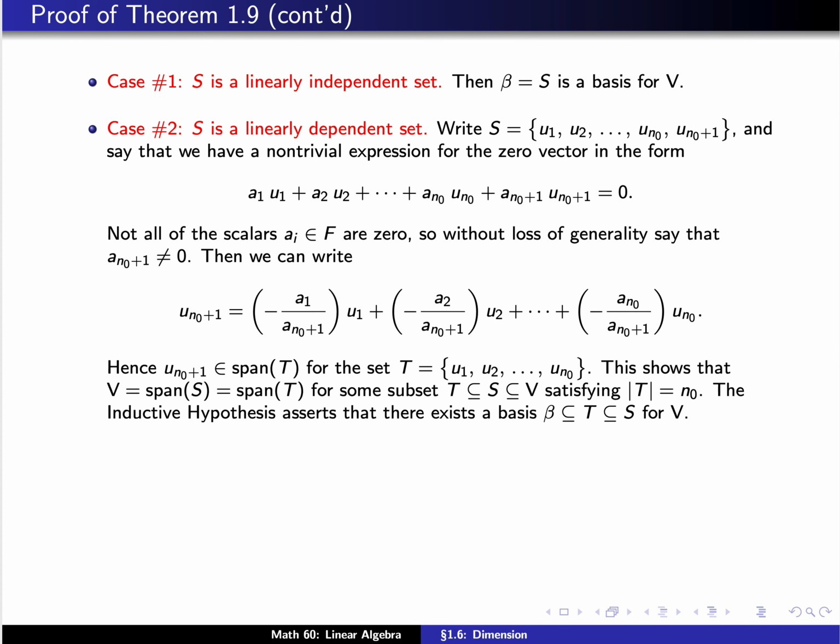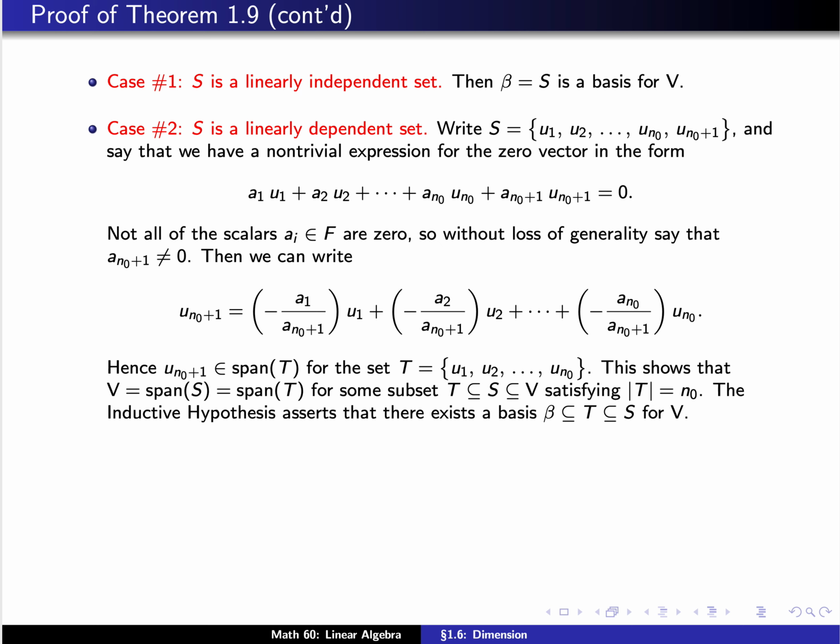In the second case, let's say that S is not a linearly independent set. That is, it is linearly dependent. Let's write out the n0 plus 1 elements of S as u1, u2, up to u sub n0 plus 1. And let's say that we have a non-trivial expression for the zero vector. Since not all of the scalars a sub i are 0, without loss of generality, let's say that maybe the last one is not 0. That is, a sub n0 plus 1.